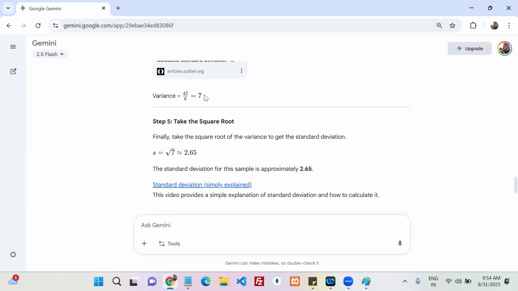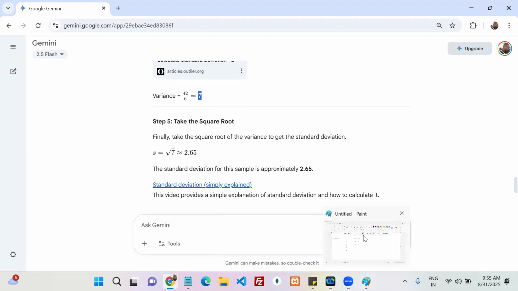The variance, then the square root, that is the standard deviation. Whatever you find up to here, that one we can say is the variance. With the same formula, if you put the square root, that is the standard deviation. If you do not put the square root, the value is the variance.